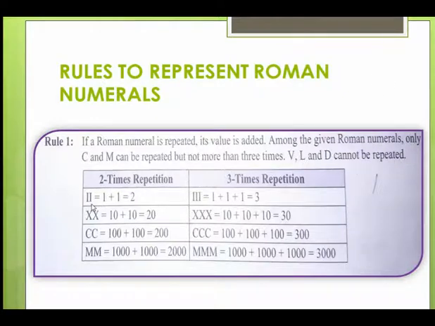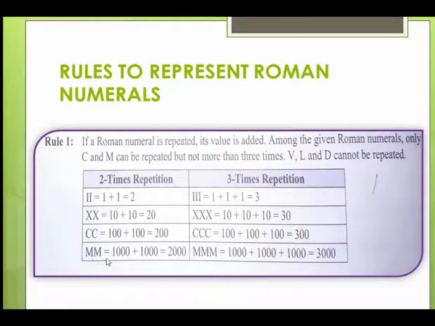So here you can see I we have repeated 2 times, so 1 plus 1, its value becomes 2. If repeated 3 times, value becomes 3. X when repeated 2 times, 10 plus 10, 20. X repeated 3 times, so it becomes 30. C repeated 2 times, so value of C is 100, so 100 plus 100, 200. When C is repeated 3 times, its value becomes 300.